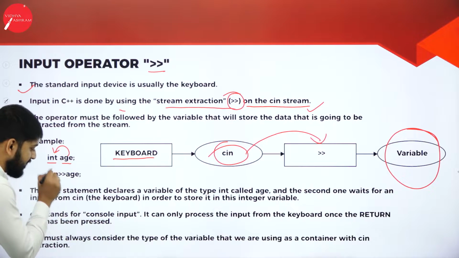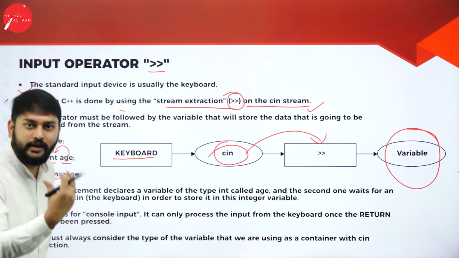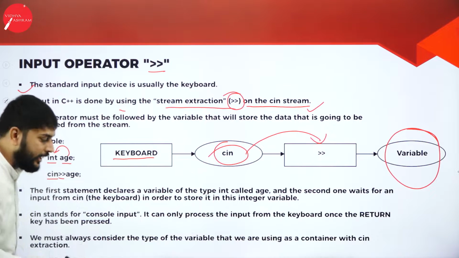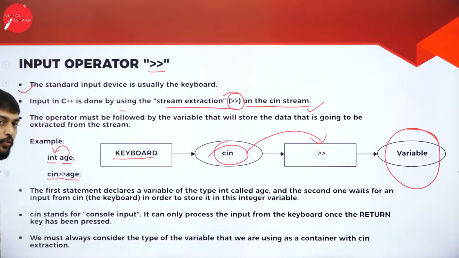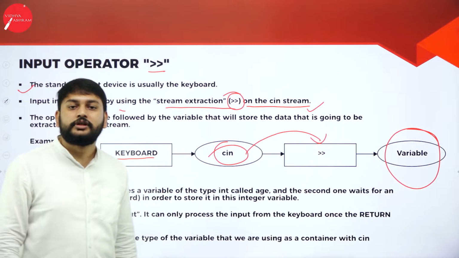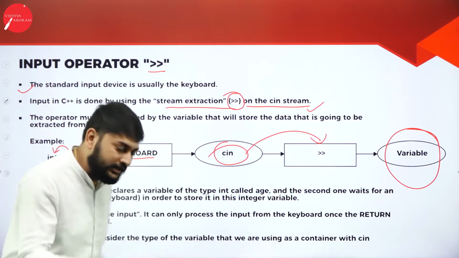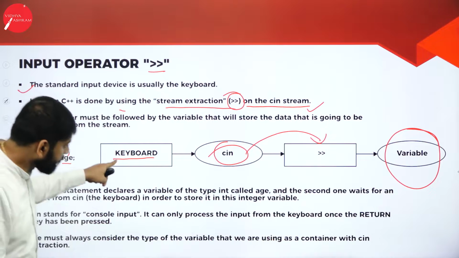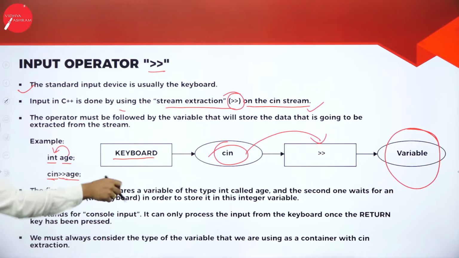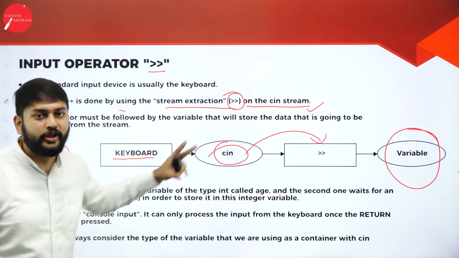You'll notice, sir, I type cin, then two greater than symbols, right? We call this the greater than symbol. If I write age after it, whatever value I am entering will be stored in this variable age. That is what you have to understand. So if I enter 10, that 10 will be stored in age. The value goes from the keyboard to cin, from cin to the stream extractor, and from that to age. That's how the value will be stored in the variable.